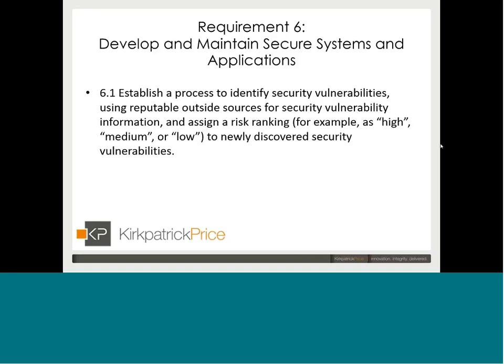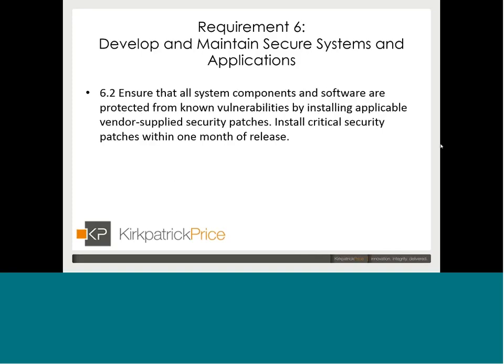All right. Well, next is requirement 6.2, which requires companies to ensure that all system components and software are protected from known vulnerabilities by installing applicable vendor-supplied security patches and install critical security patches within 1 month of release. Steve, how do you go about finding out what security patches you need?